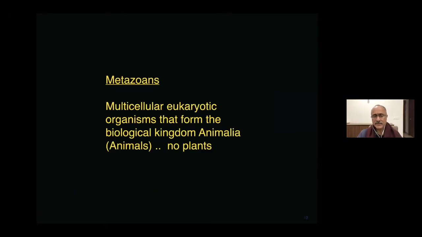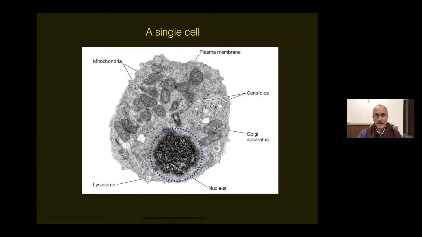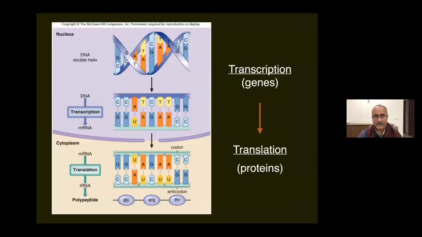Metazoans are multicellular eukaryotic organisms that form the biological kingdom Animalia, animals. So we exclude plants with their rigid cell wall from this. Here's a cartoon, a typical picture of a single cell. What we're interested in is material inside the nucleus. There's lots of stuff outside there which other speakers have spoken about, for example, the properties of the plasma membrane that encloses the cell, the properties of the nuclear membrane that encloses the nucleus. We won't be talking about that. We'll only be looking at the nucleus and the content of the nucleus.